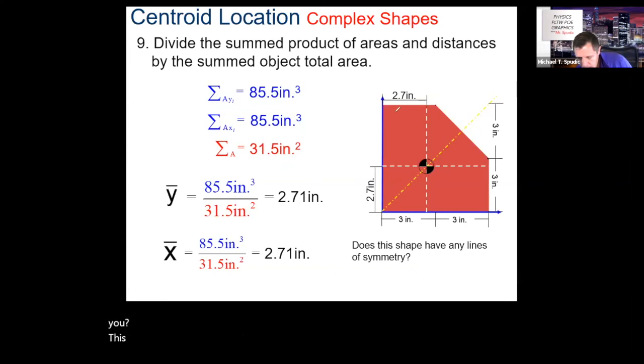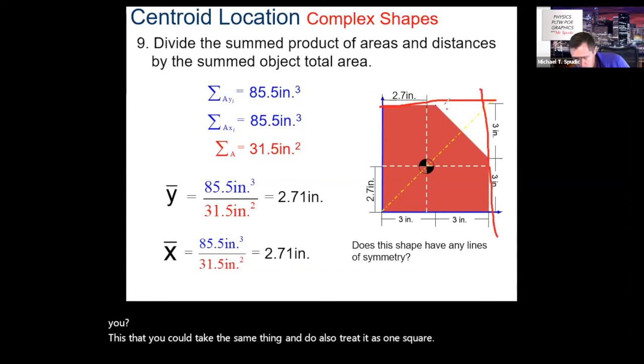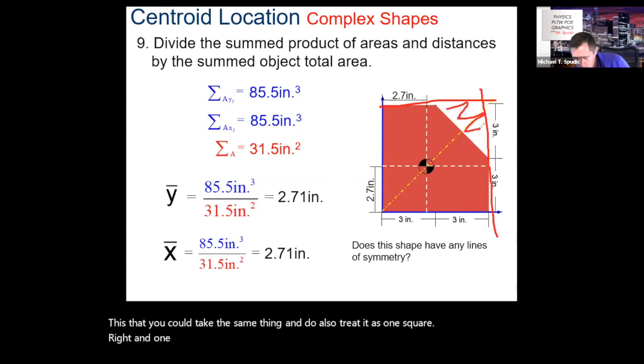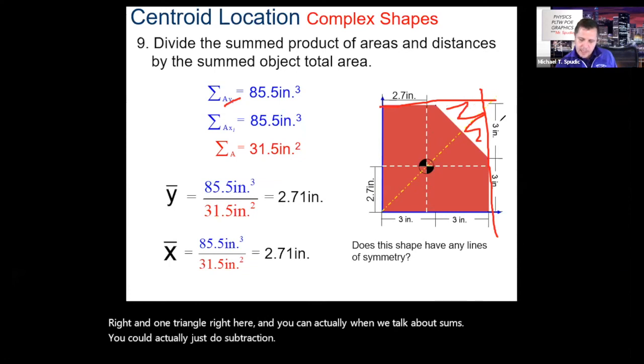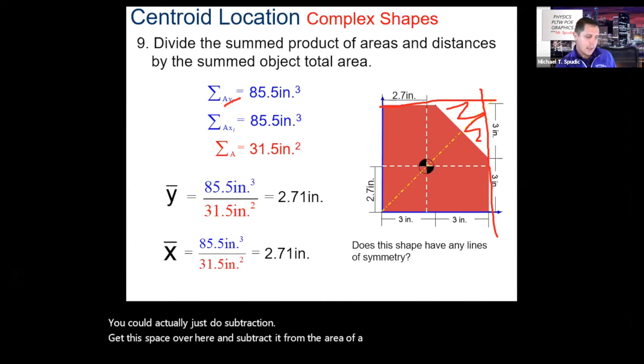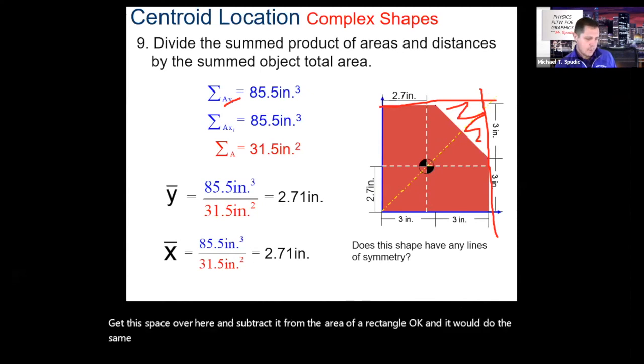that you could take the same thing and also treat it as one square, right? And one triangle right here. And when we talk about sums, you could actually just do subtraction. Get this space over here and subtract it from the area of a rectangle. Okay, and it would get the same exact answer. All right.